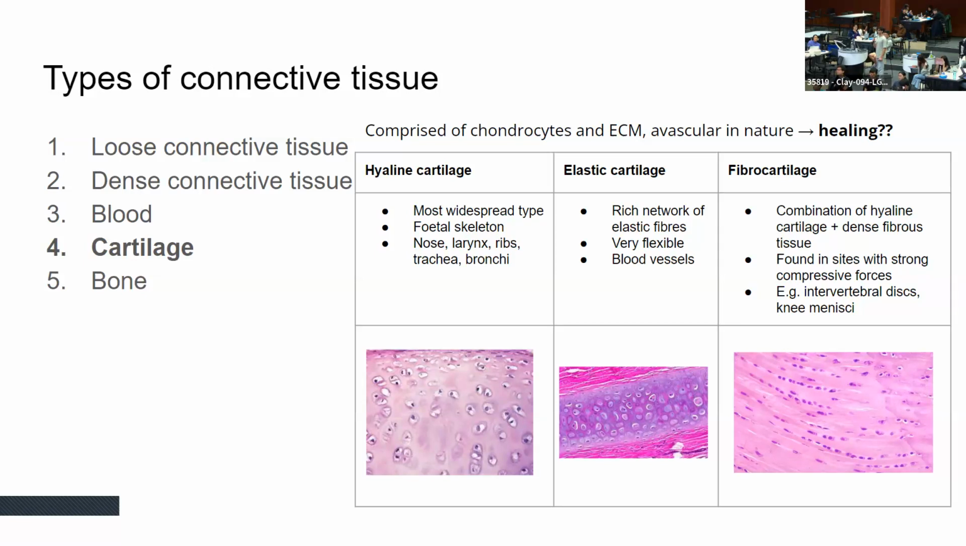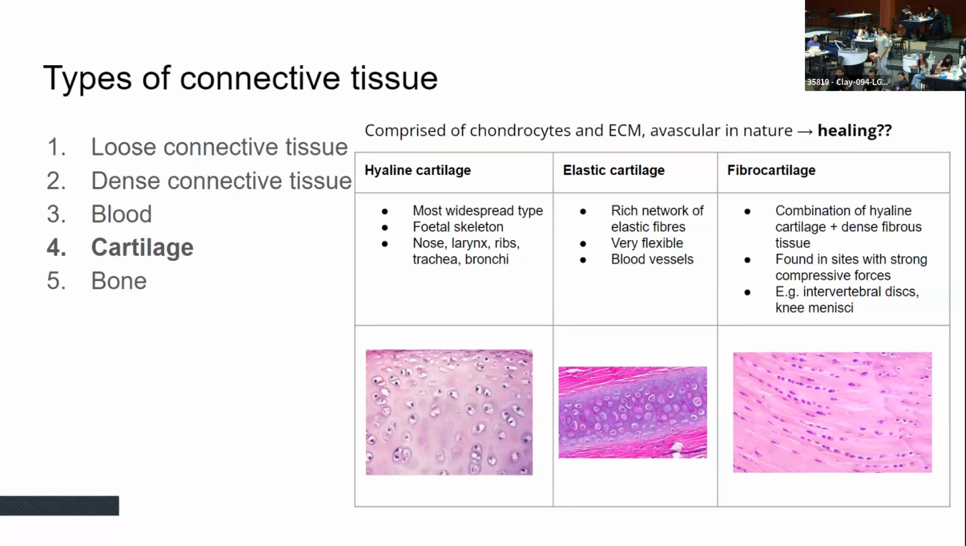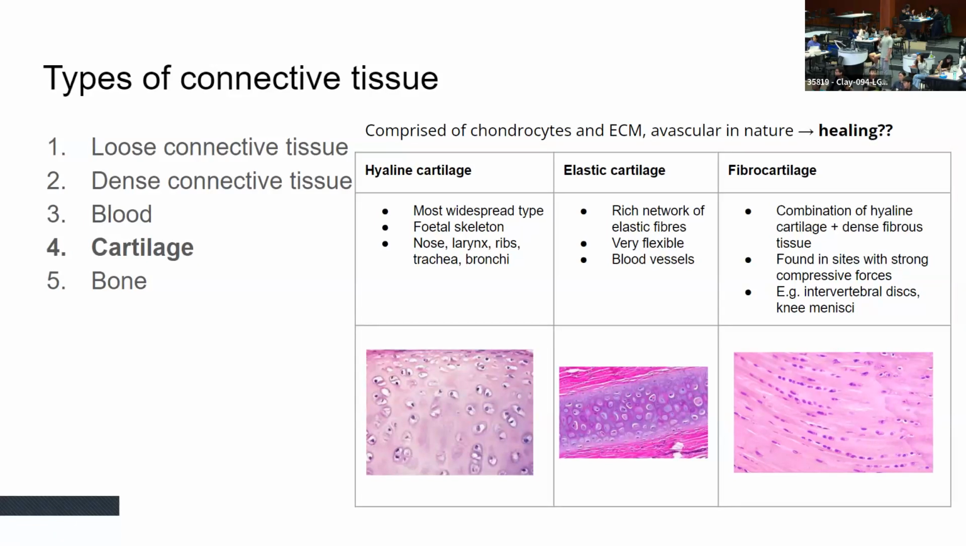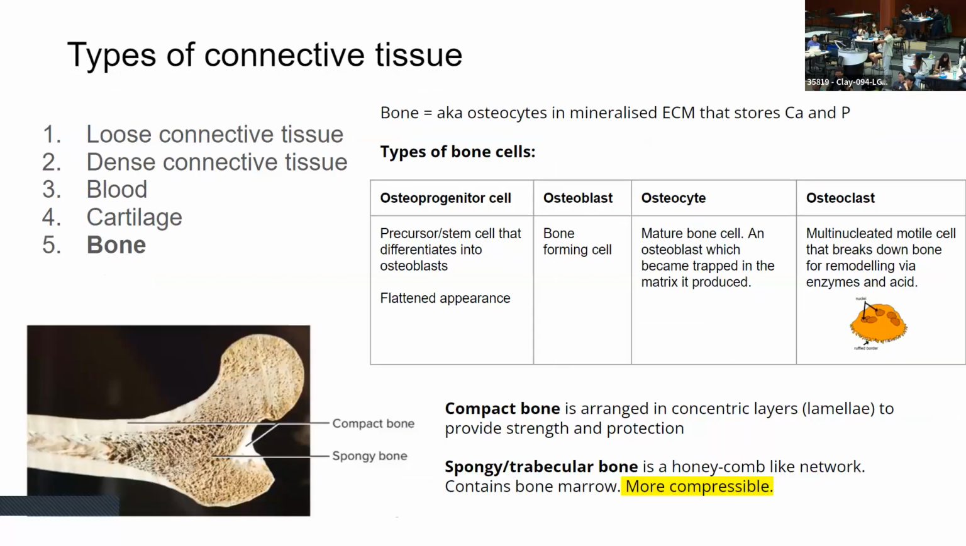Elastic cartilage consists of elastic fibers. It's very flexible, and it makes up a lot of the blood vessels, because blood vessels need that elasticity to be able to maintain their form under variable high pressures. And fibrocartilage is a combination of hyaline and dense fibrous tissues, and it's found in sites with strong compressive forces. If you think about your spine and your knees, basically.